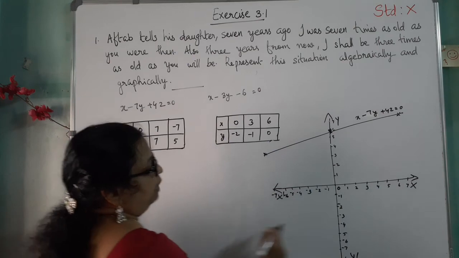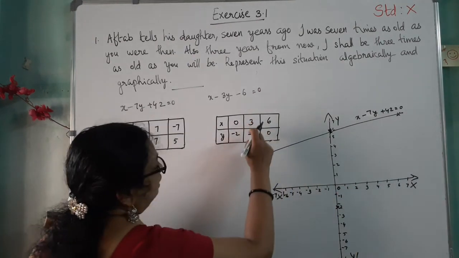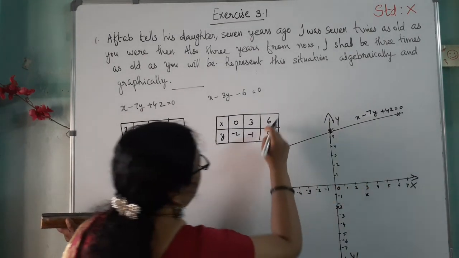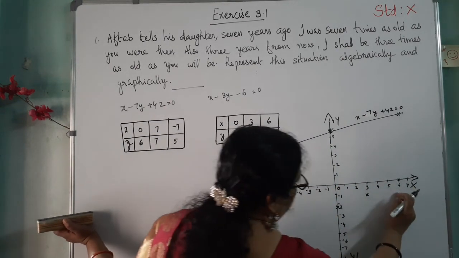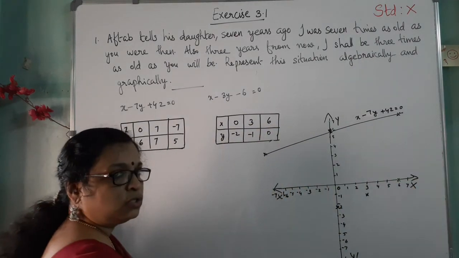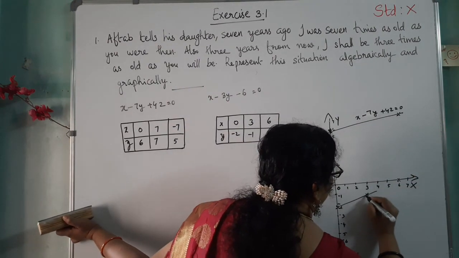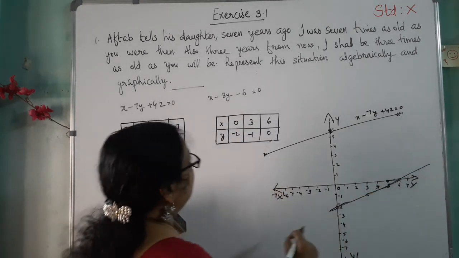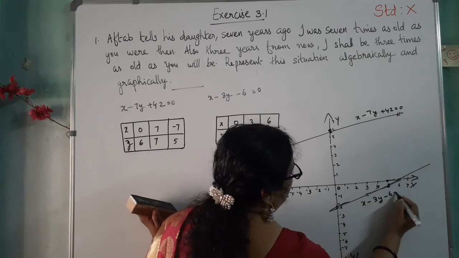Then for this graph, 0, minus 2 is the first point. Then 3, minus 1 is here. Then 6, 0: the x coordinate is 6 and the y coordinate is 0, so the point will be on the x-axis. So these three we can plot in this way. Draw through them with a scale, then it will become a straight line. And this line is x minus 3y minus 6 equal to 0.